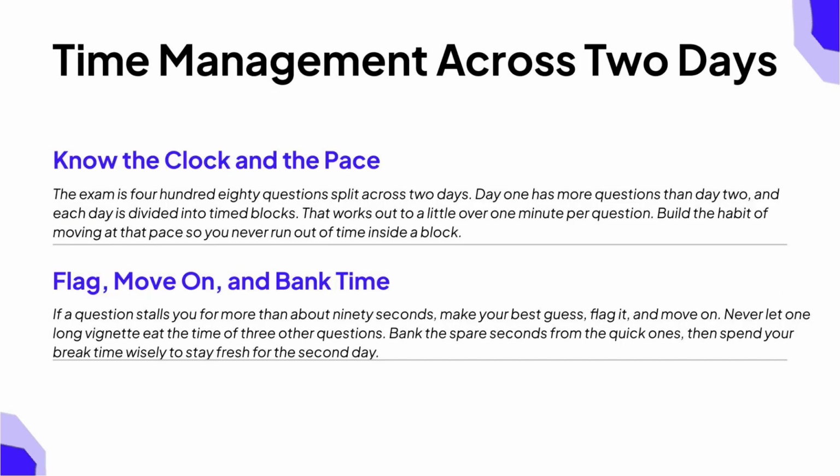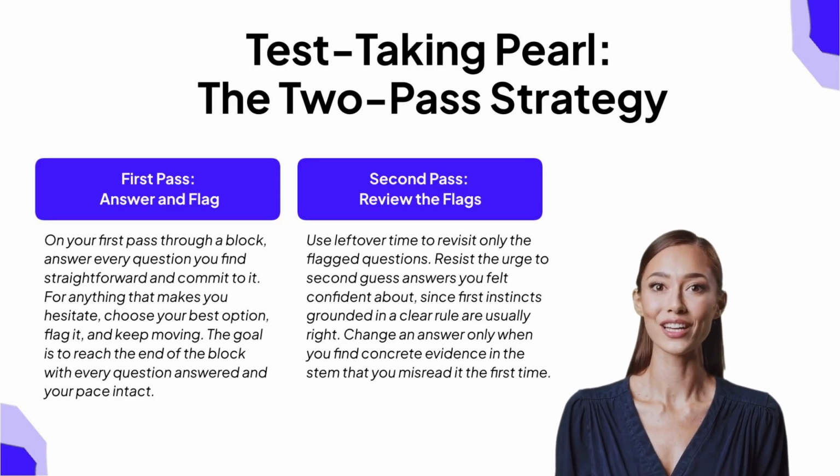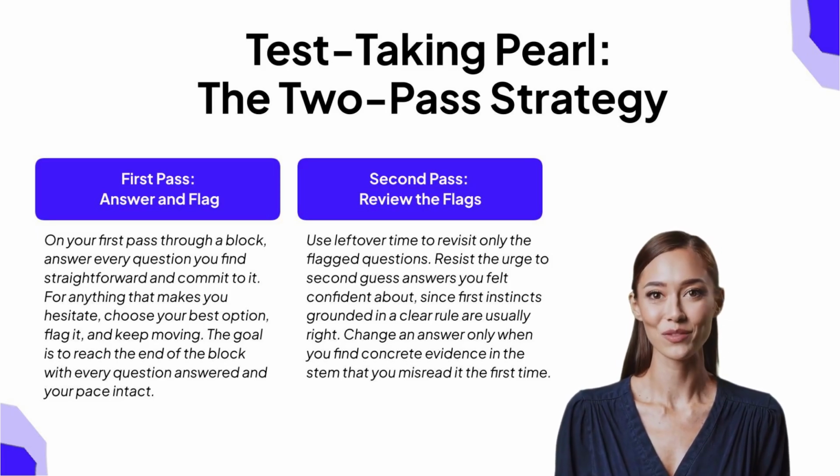Let us talk about time management, because this is a 2-day marathon and pacing is where strong test takers lose points. There are 480 questions across 2 days, with the first day carrying more, each broken into timed blocks. That gives you a little over 1 minute per question. Know the clock and practice at that speed until it feels automatic, and learn to flag and move on. If a question stalls you for more than about 90 seconds, lock in your best guess, flag it, and move forward. Here is the exam day pearl that ties the pacing advice together, the 2-pass strategy.